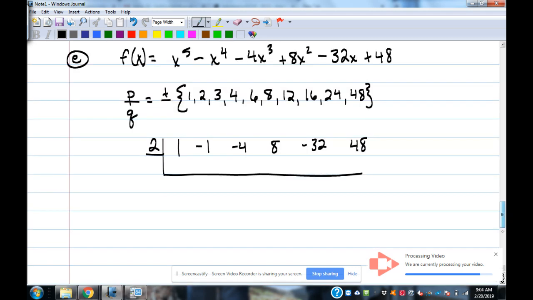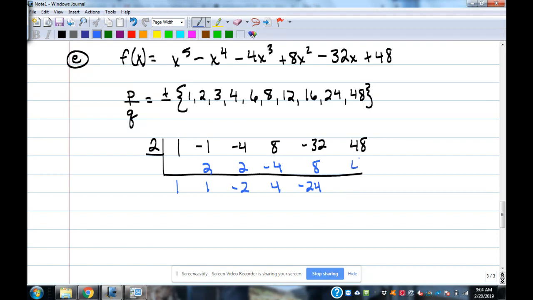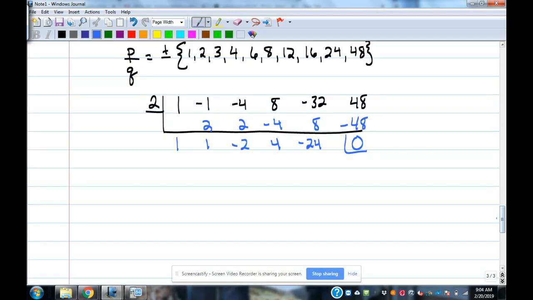As many times as possible. So run the 1 down. So that's 2. So that's 1. 2 again. -2. -4. So that's 4. That's 8. -24. And that'd be 48 negative, which is 0. So that one, that gets us that.